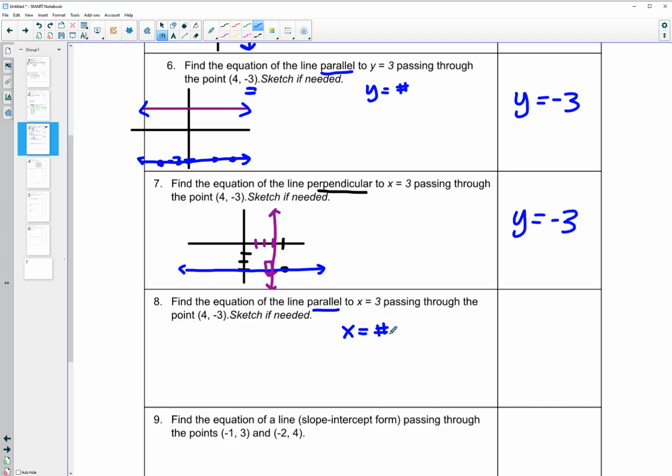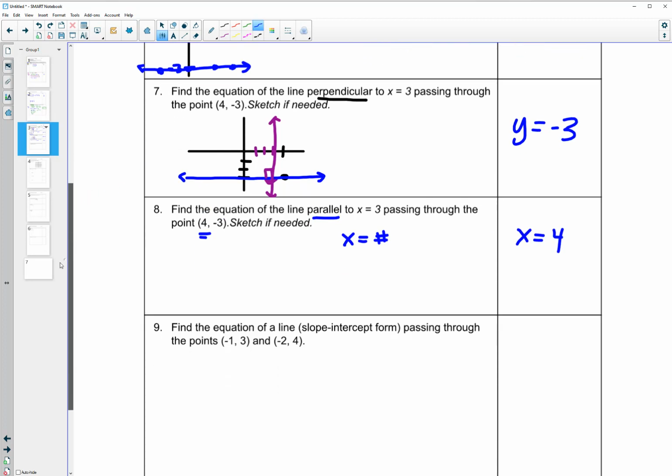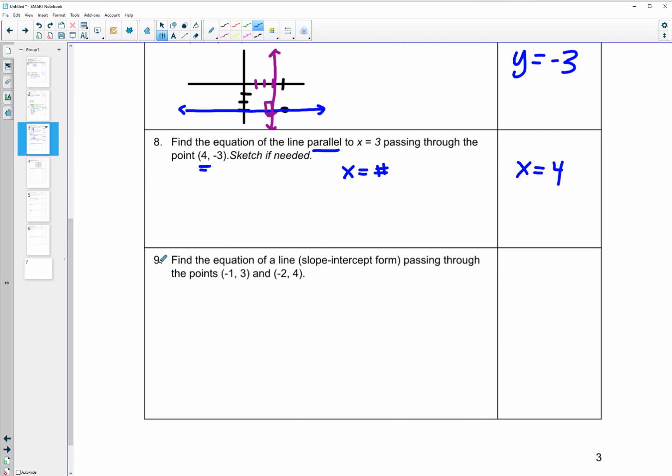It's going to be x equals a number. Well, that number has to be 4, because if it's going to pass through 4, negative 3, and all the x values are the same, then it has to be x equals 4. You can take the time to draw it like I did up here, if you'd like, and you'll see it working.